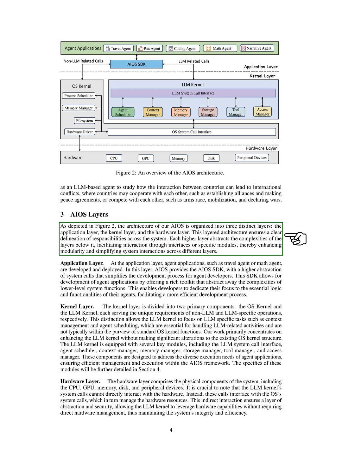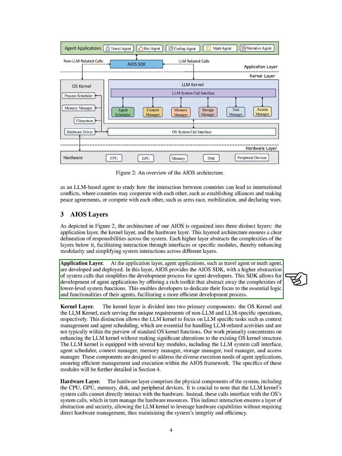Our AIOS architecture consists of three layers: application, kernel, and hardware. The application layer hosts agent applications like travel agents, simplifying development with the AIOS SDK. The kernel layer includes the OS kernel and LLM kernel, catering to non-LLM and LLM-specific operations. The LLM kernel manages LLM tasks like context management and agent scheduling efficiently within the AIOS framework.